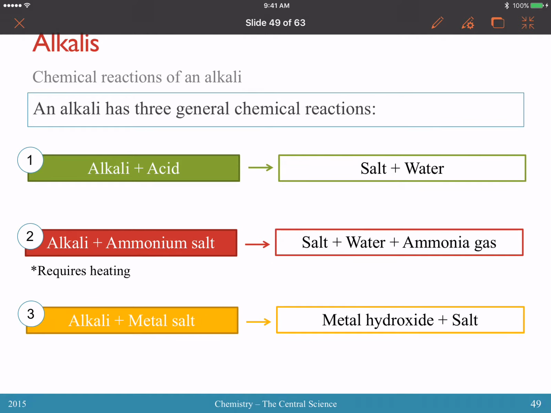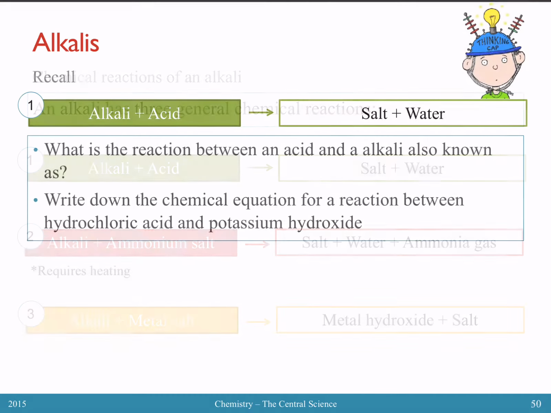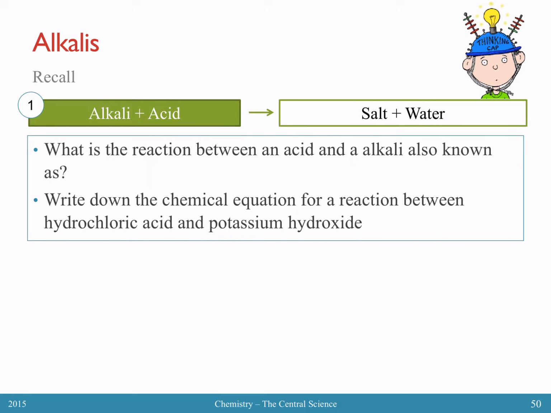Okay, so today's video will be on the continuation of alkalis. Just to recap, the three reactions are alkali plus acid, alkali plus ammonium salt, and alkali plus metal salt. These are the respective products. So, what is the reaction between an acid and an alkali also known as? It is also known as the neutralization reaction.